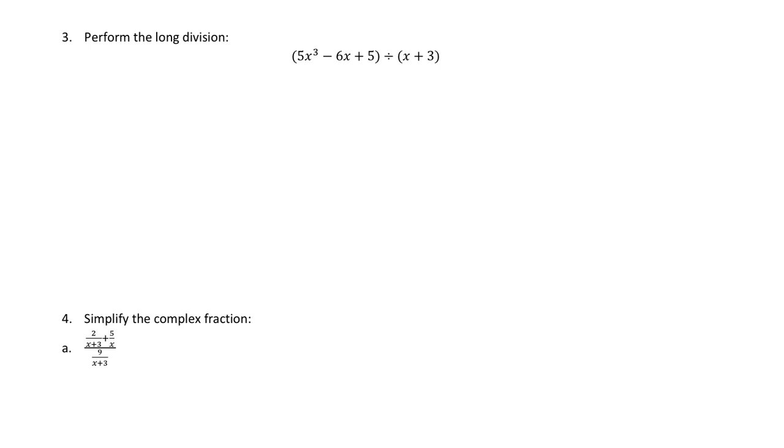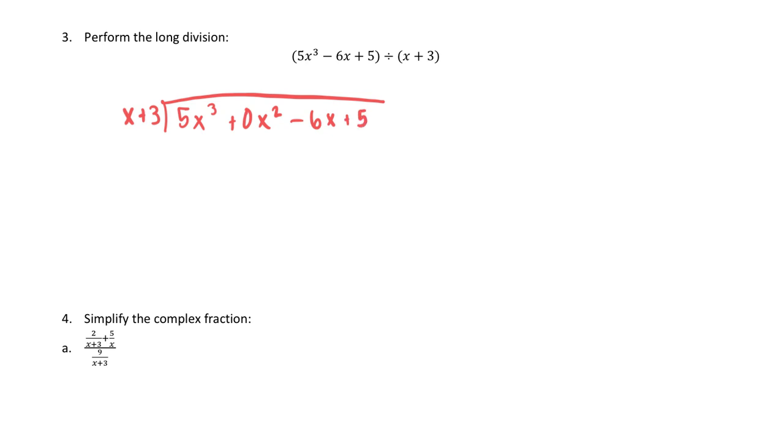So it says perform the long division. So we need to set the division up. So I have x plus 3 as my divisor. That's going to go in the front. And then I have 5x cubed minus 6x plus 5. So I'm going to write those in decreasing powered order. I have 5x cubed, and then there's a problem. I don't have any x squareds in my equation, so because of that, I'm going to write 0x squared minus 6x plus 5.